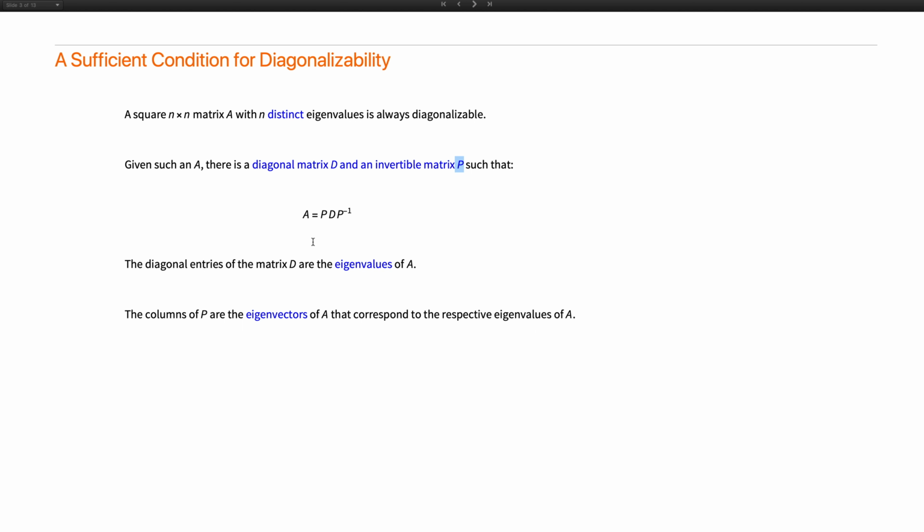Fortunately, it's very easy to find D, namely D is a diagonal matrix whose diagonal elements are the eigenvalues of A. And P also is quite easy to find out. The columns of P are the eigenvectors of A that correspond to the respective eigenvalues. So that's a nice sufficient condition for diagonalizability, namely you've got n distinct eigenvalues.